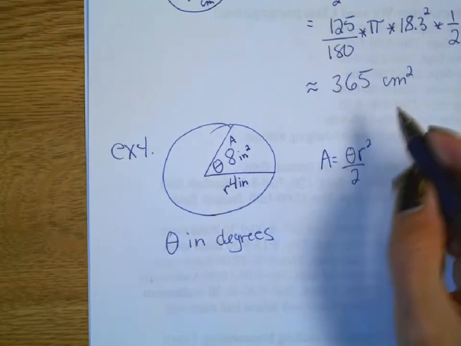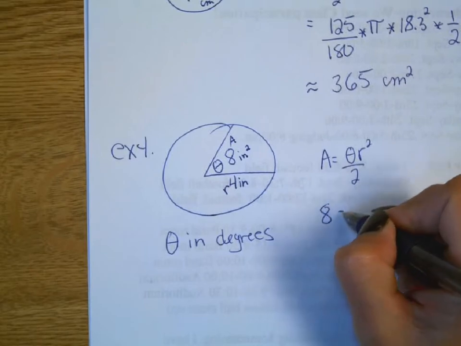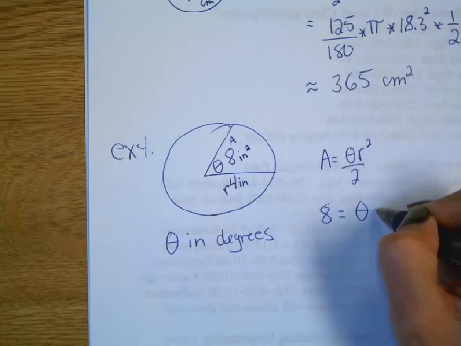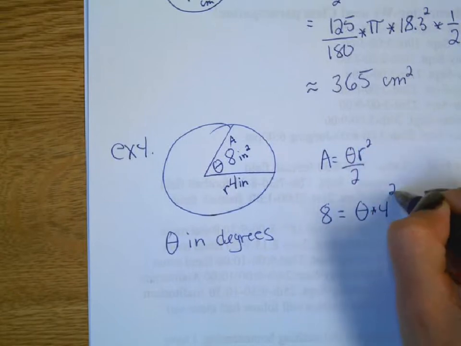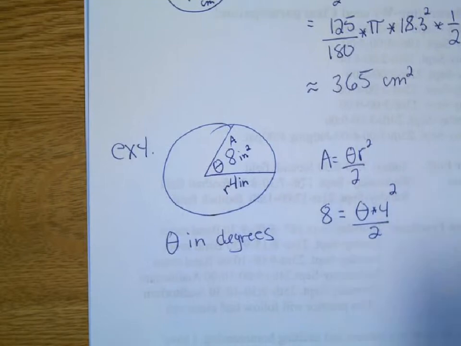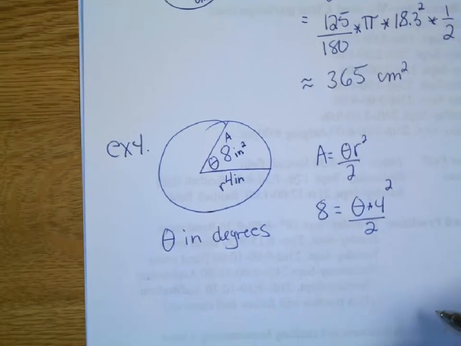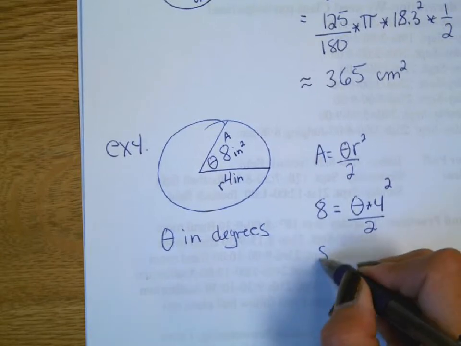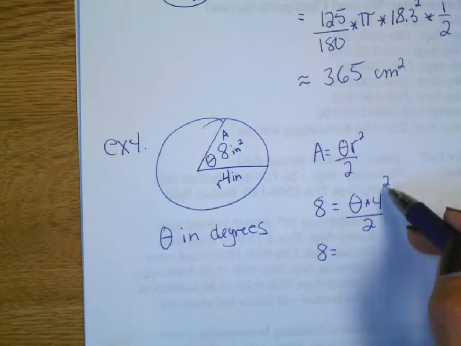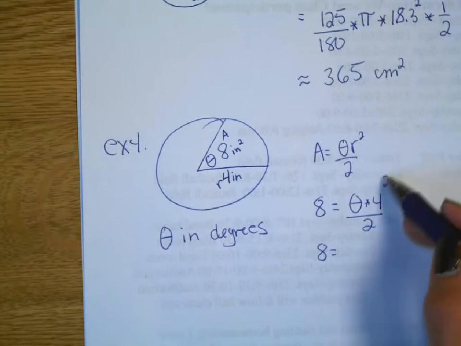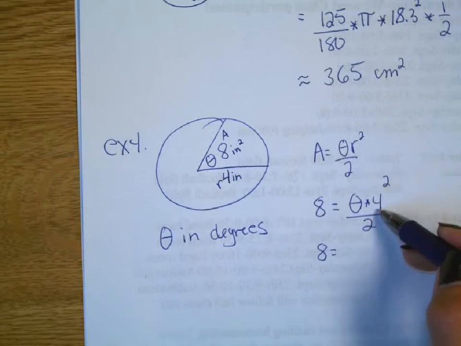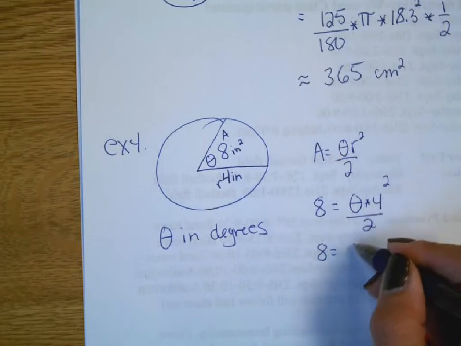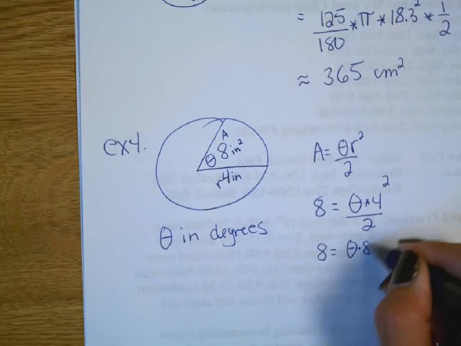Okay. Here we go. 8 is the area. We don't know theta. We do know the r. And I'm going to divide by 2. Substitute in. So far, so good. Now we just got to work some of this stuff out and do some algebra. I'm going to do the 4 squared and divide by 2. What's 4 squared? Divide by 2. That all turns into 8 right there. So this becomes 8 times theta, or theta times 8, whichever way you want to write it.